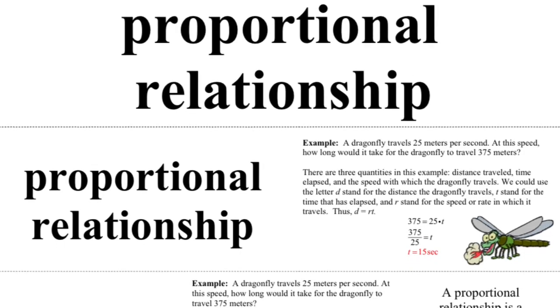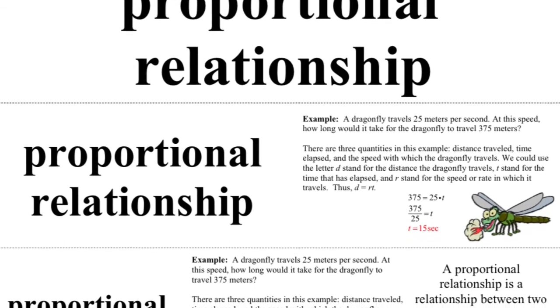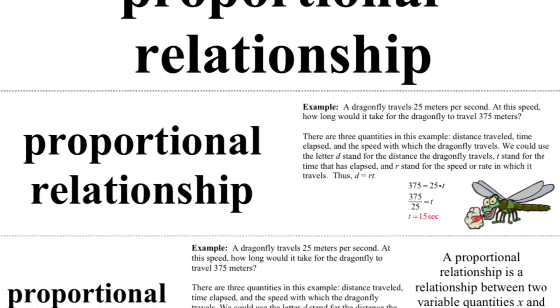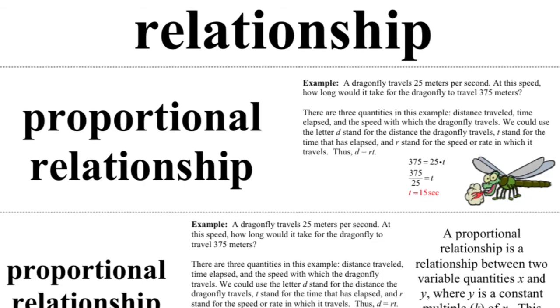A proportional relationship describes proportional reasoning. Usually it looks like a graph that goes through the origin, and it's going to be a straight line.